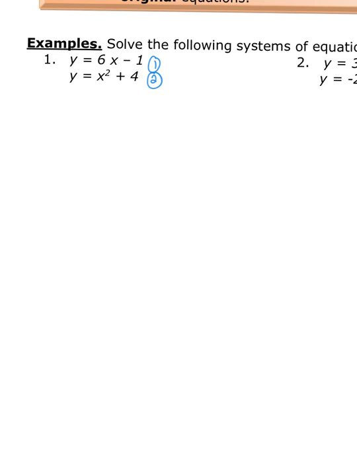So I'm going to substitute 6x minus 1 from the first equation where y is in the second equation. And I get an equation 6x minus 1 equals x squared plus 4. This is a quadratic equation that I need to solve because of this x squared. When solving a quadratic equation, you always need to make the equation equal to 0.